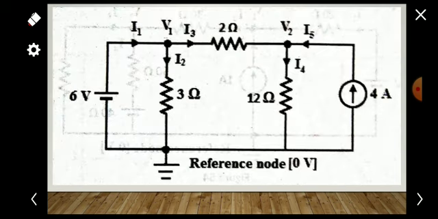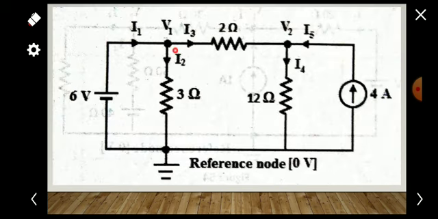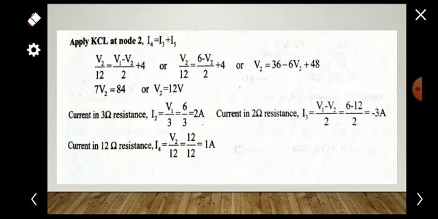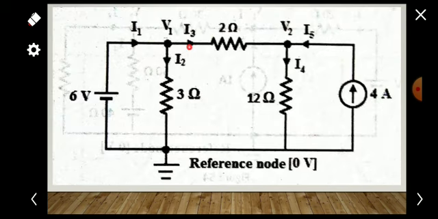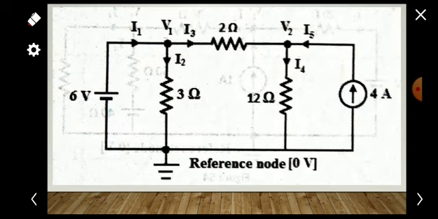The current flowing through the 3 ohm is I2. I2 is V1 minus 0, the reference, divided by 3, that is V1 by 3, which is 6 by 3, 2 ampere. The current through the 2 ohm is I3, which is V1 minus V2 divided by 2. Substituting V1 and V2, we get minus 3 ampere, which means I3 is actually flowing in the opposite direction.